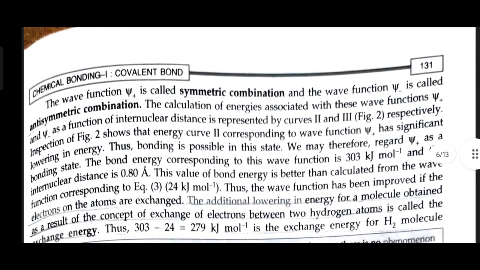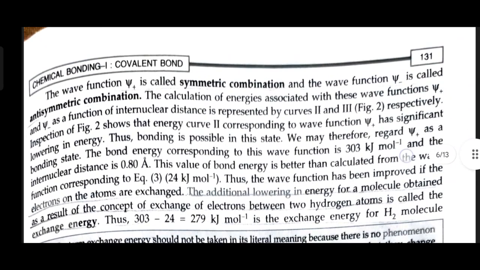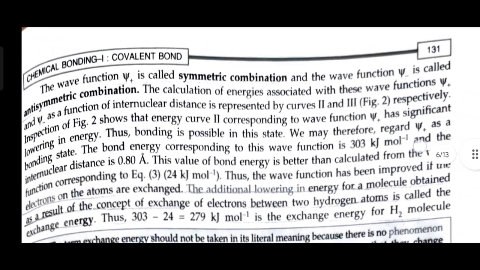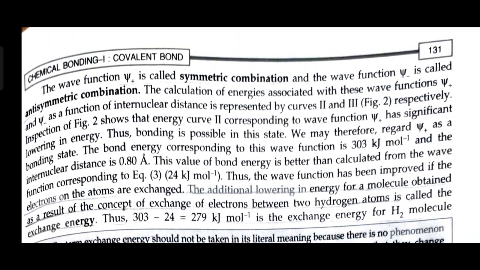The wave function psi positive is called the symmetric combination and the wave function psi negative is called the antisymmetric combination. Thus, the calculation of energy associated with these wave functions psi positive and psi negative as a function of internuclear distance is represented by curve second and third respectively. Inspection of figure 2 shows that energy curve second, corresponding to wave function psi positive, has significant lowering in energy. The bonding is possible in this state.